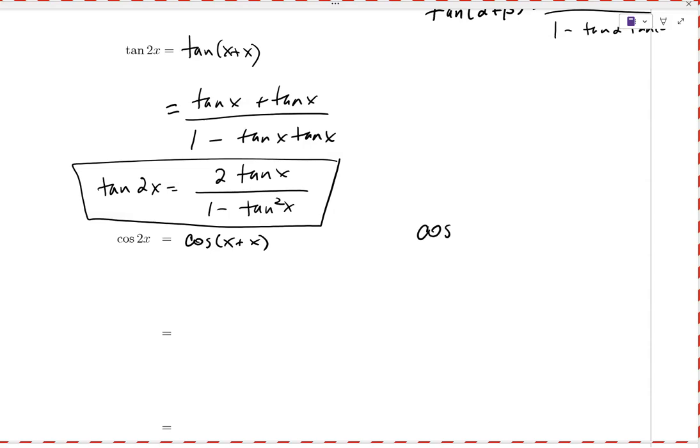What's your sum formula for cosine? Cosine alpha, cosine beta. Sine alpha, sine beta. And it's minus in the middle, right? Yeah. Oops. I don't know why I wrote cosine. Remember, your sum formula for cosine does cosine, cosine, sine, sine, but the sign in the middle is flipped.